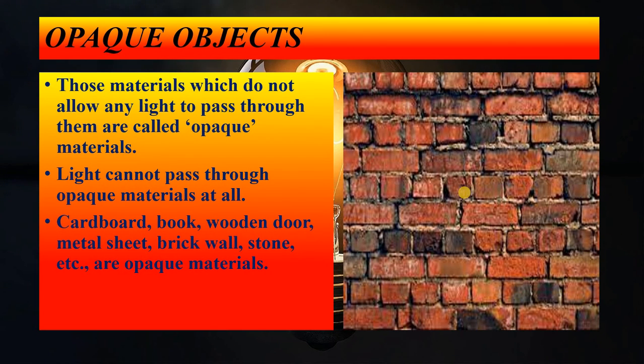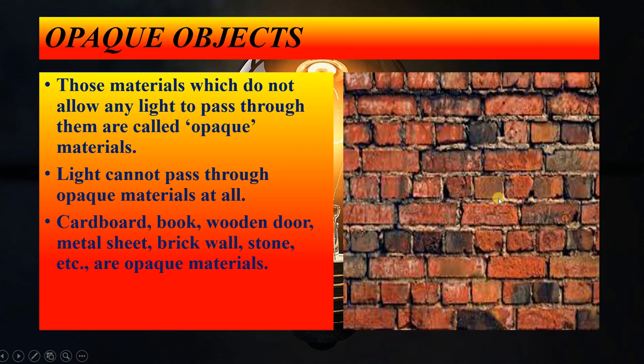Next is the opaque object. What is an opaque object or opaque material? Those materials which do not allow any light to pass through them are called opaque materials. Okay. Light cannot pass through opaque materials at all. Examples: cardboard, the wooden cardboard, then book, wooden door, metal sheet, brick wall, stone. These all are opaque materials.